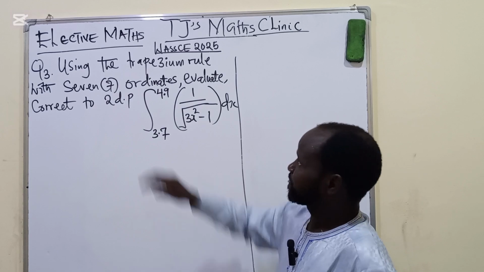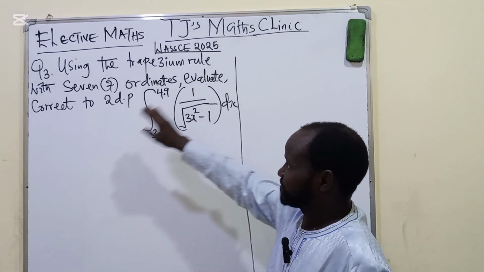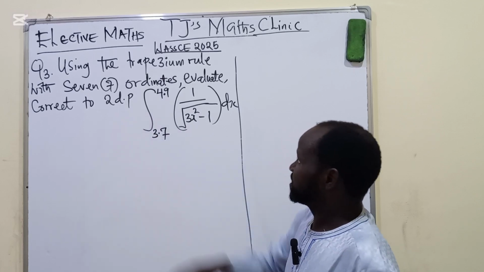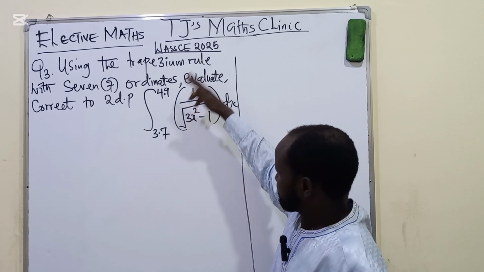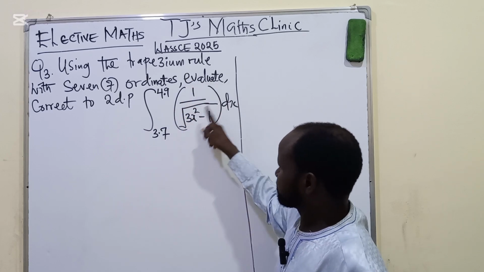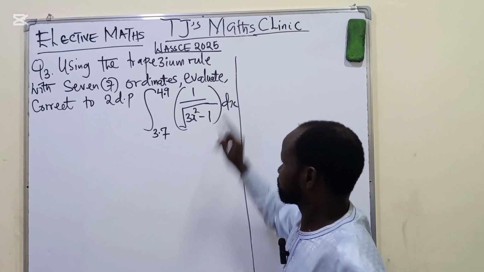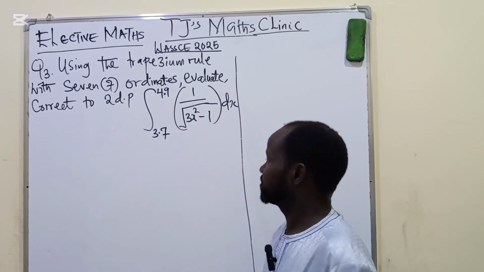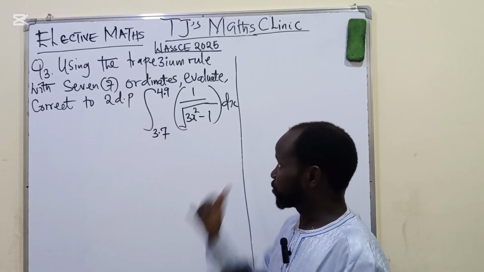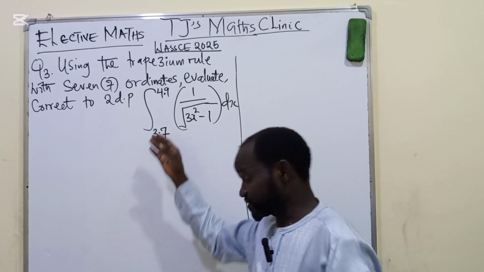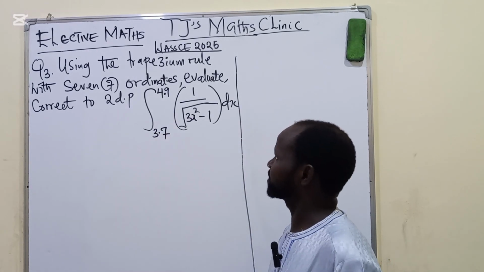The question reads: using the trapezium rule, with 7 ordinates, evaluate correct to 2 decimal places the integral from 3.7 to 4.9 of 1 divided by the square root of 3x squared minus 1, with respect to x. First thing to do is to identify which topic this question is from. Of course, this is coming from integration.